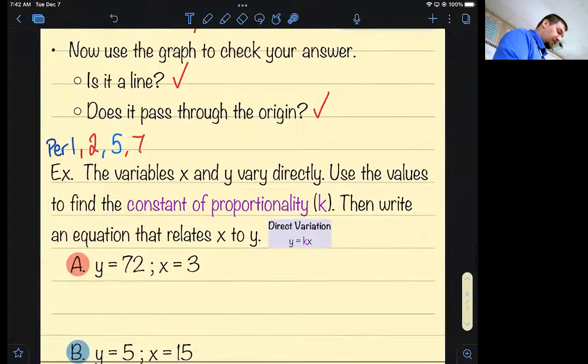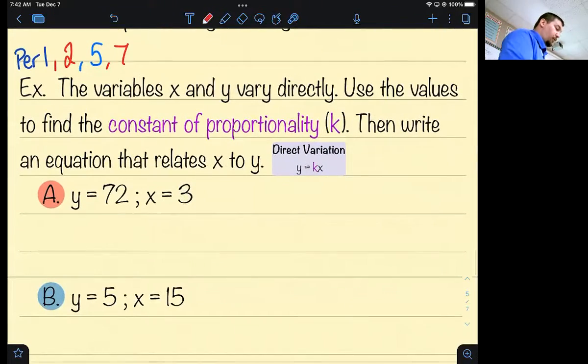Okay, so a couple questions left, and if you looked in the homework, you would have seen a couple like this. It says the variables x and y vary directly, which means they will make a direct variation. They will be proportional. Use the values to find the constant of proportionality, which is k. They're wanting you to find k. Then write the equation that relates x to y, which is the direct variation equation.